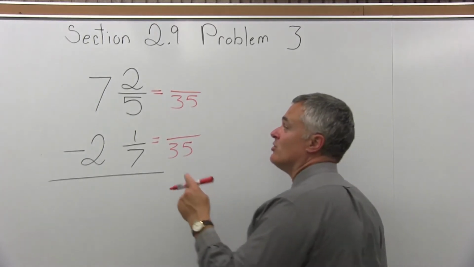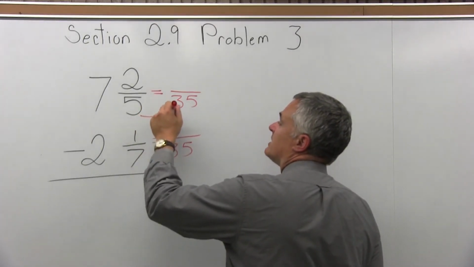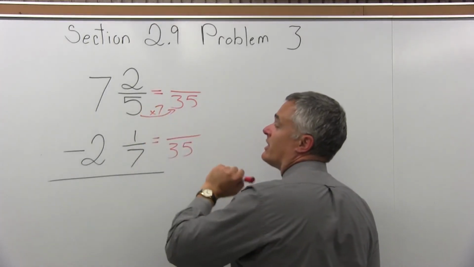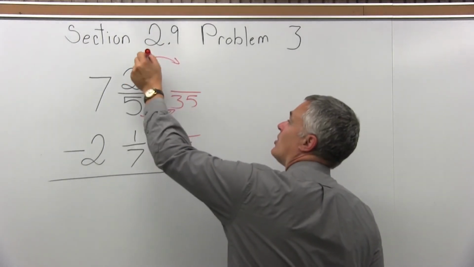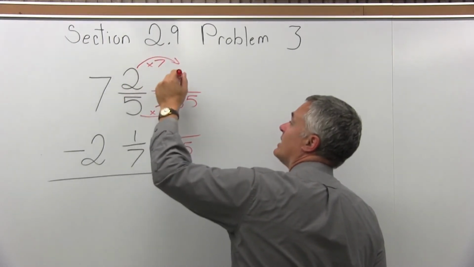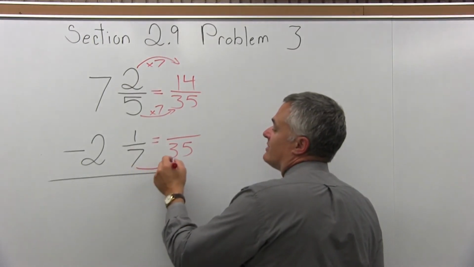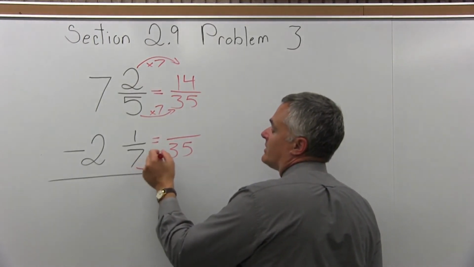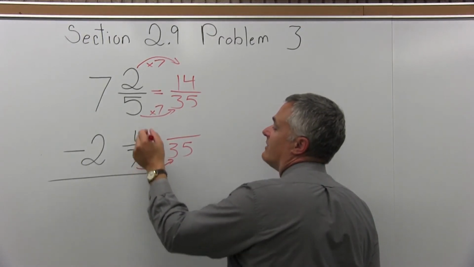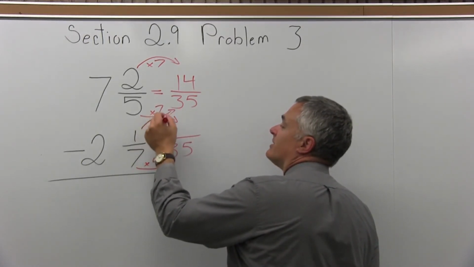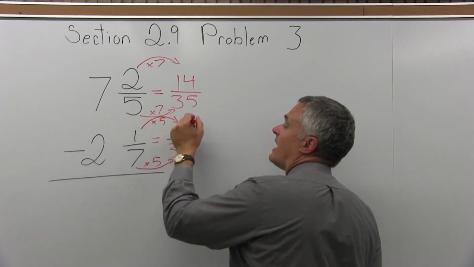Now we have to make new numerators. So 5 times some value is equal to 35 would have to be times 7. So the top would also have to be times the same value. 2 times 7 is 14. Now for the other fraction, 7 times some value is 35, so that some value is 5. So the top is also multiplied times the same value. 1 times 5 is 5.